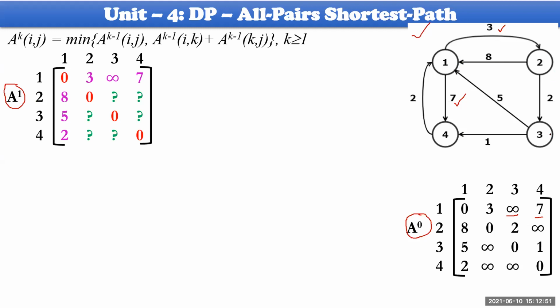For example, 2 to 3. So, if you identify the distance between 2 to 3, let me draw here. Identify the cost between 2 to 3. I would like to introduce an intermediate vertex, whatever the number you have specified here. Here I have specified 1.